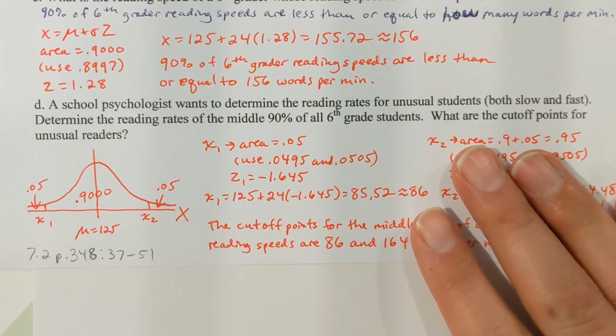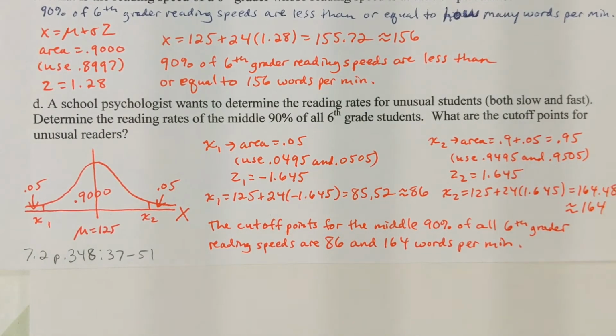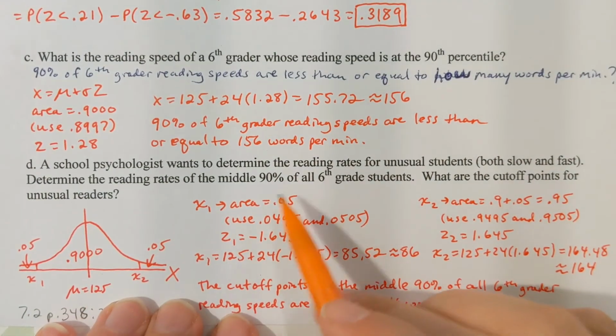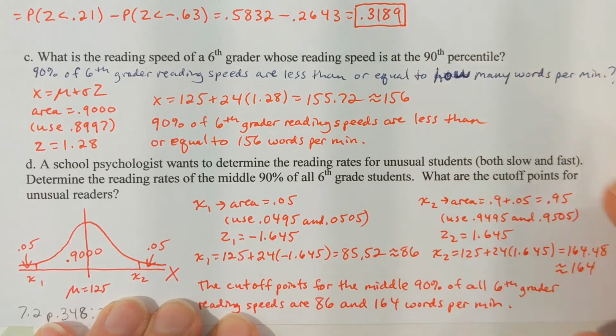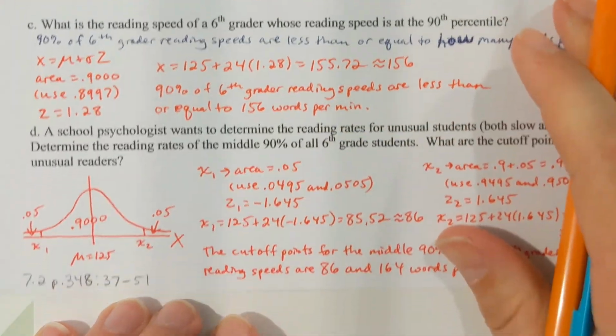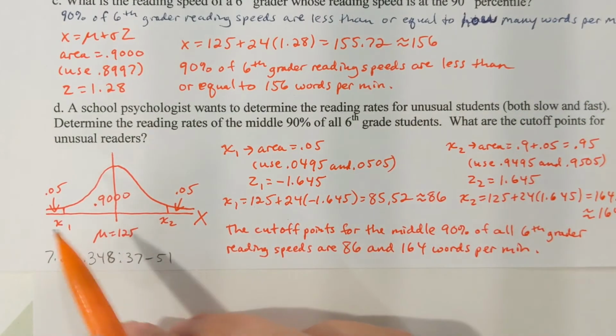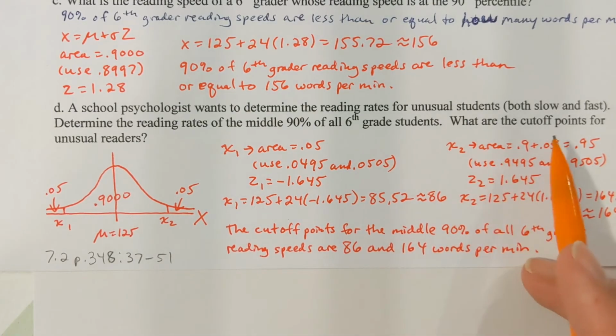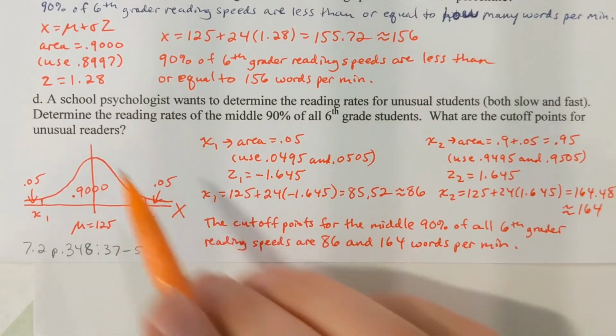Okay, part D is the last one. A school psychologist wants to determine the reading rates for unusual readers, that is both slow readers and fast readers. Determine the reading rates that would make up the middle 90% spread of all the 6th graders. Now this is a middle 90%, not a 90th percentile rank. Two different questions here. I'm going to let x1 and x2 represent these two speeds that I'm supposed to find. And those are going to serve as cutoff points for unusual readers.